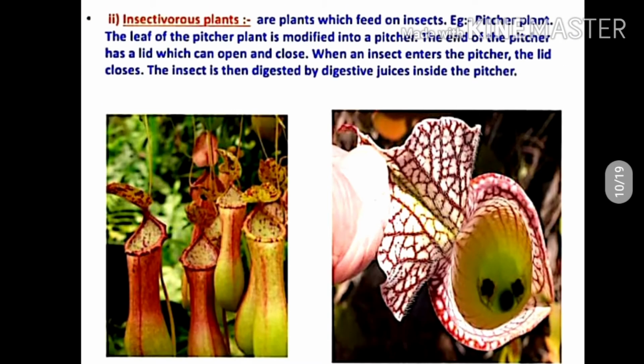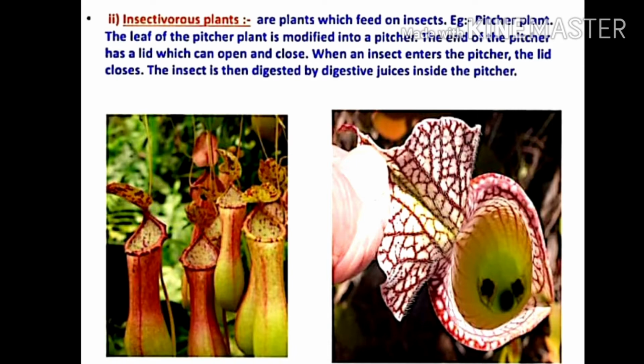The next type is the insectivorous mode of nutrition, which is carried out by insectivorous plants. Insectivorous plants are those which feed on insects. For example, the pitcher plant. The leaf of the pitcher plant is modified into a pitcher. The end of the pitcher has a lid which can open and close. They are so attractive that insects are attracted towards them, and when they move inside this pitcher, the lid closes.